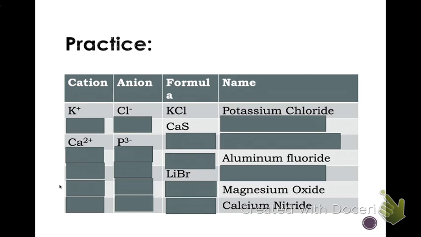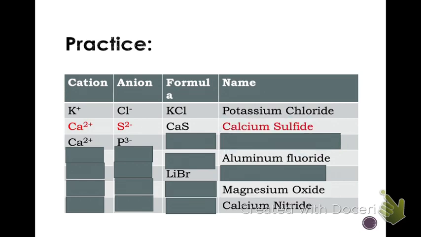So the second one, it gives us our formula, CaS. And so what we've got here, this has got the calcium ion with a +2 charge, and the sulfide ion with a -2 charge. And so the name of this is calcium sulfide.